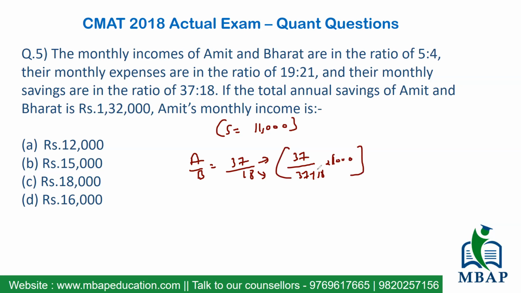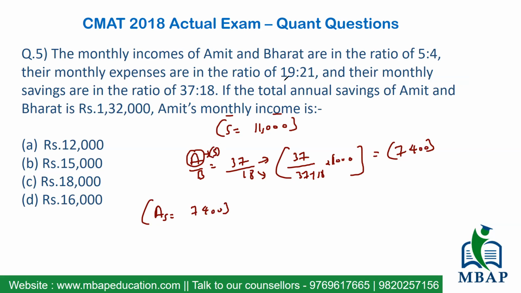Please try this question. You will get the value as 7466. Now what is that? This is the value of A. This value, which I can see here, is the saving of Amit. This value I've got, the saving of Amit, is 7466. Now the question is not this. The question is to find Amit's monthly income.